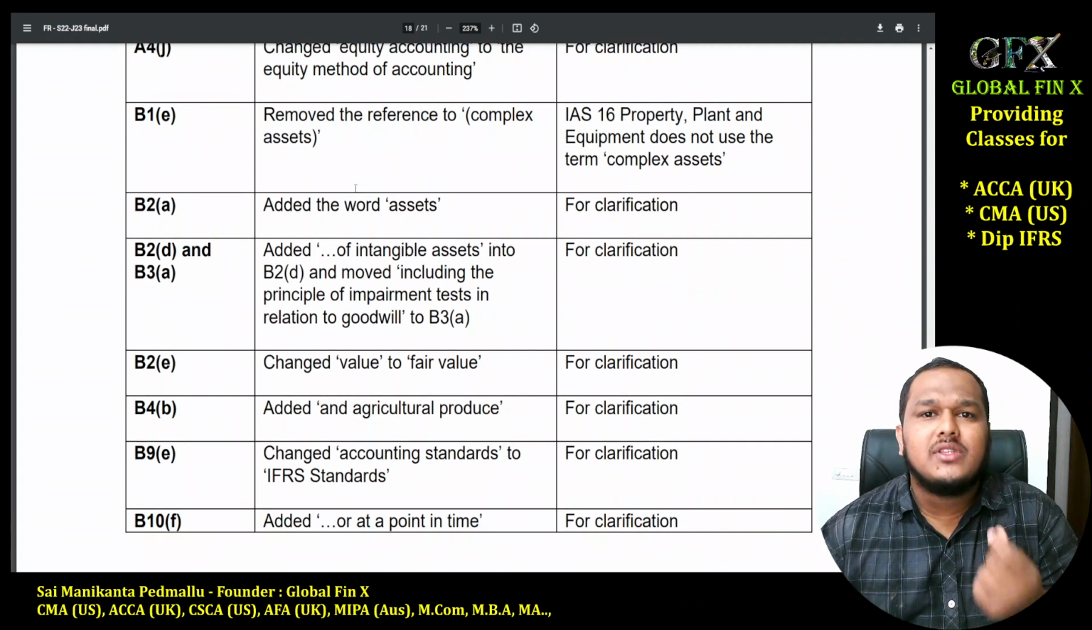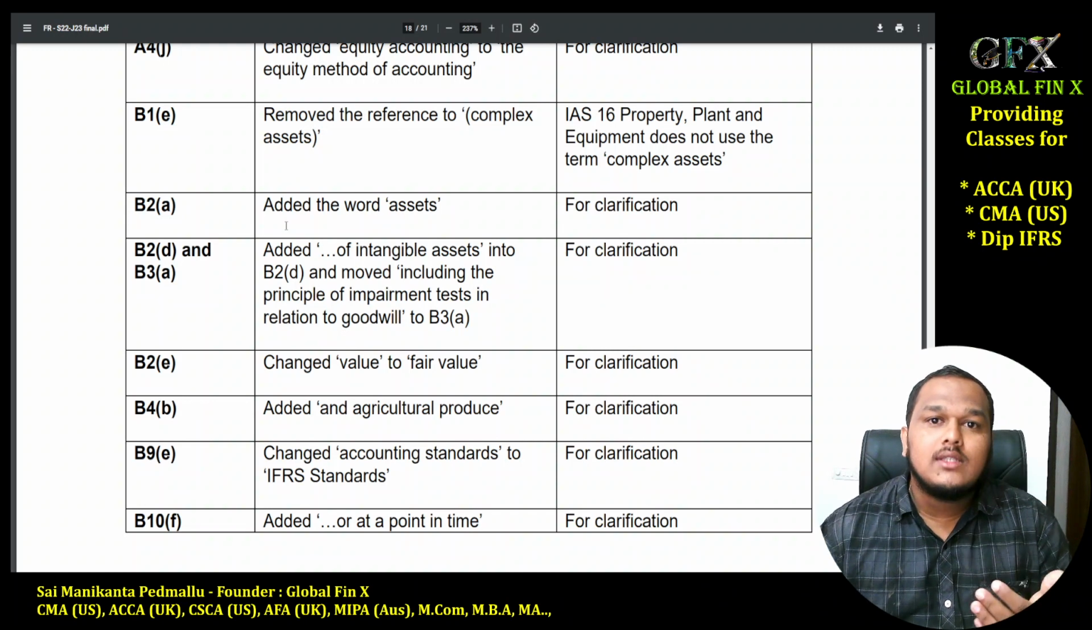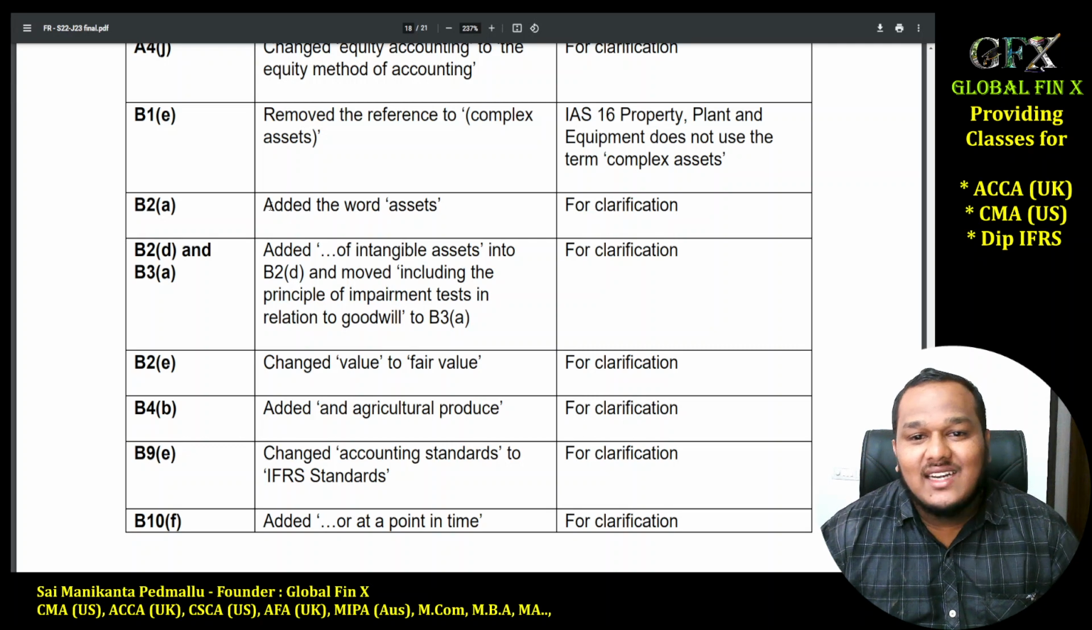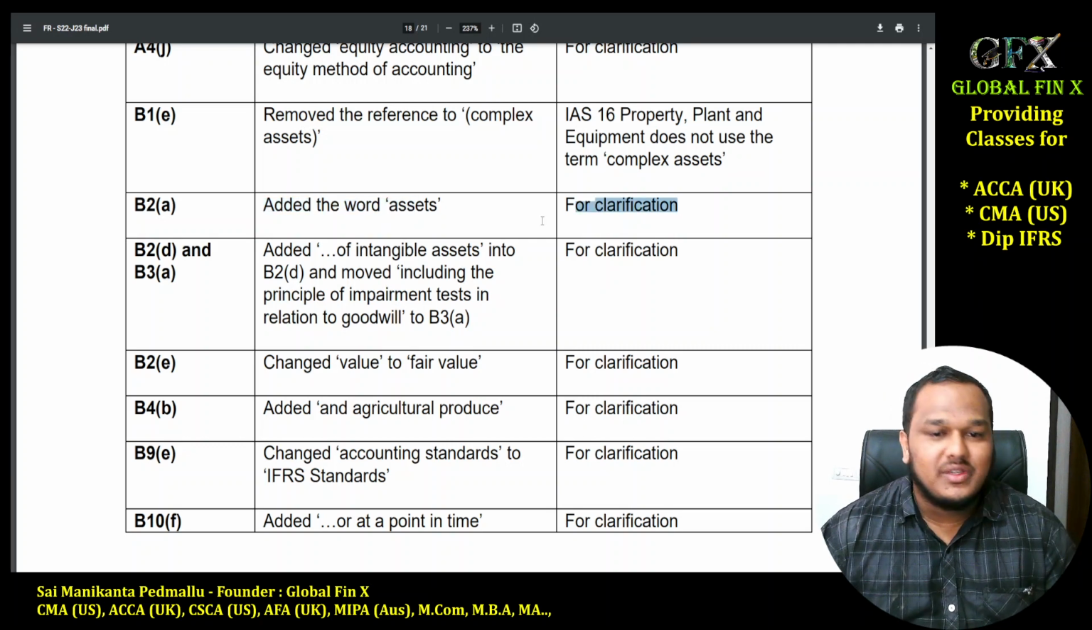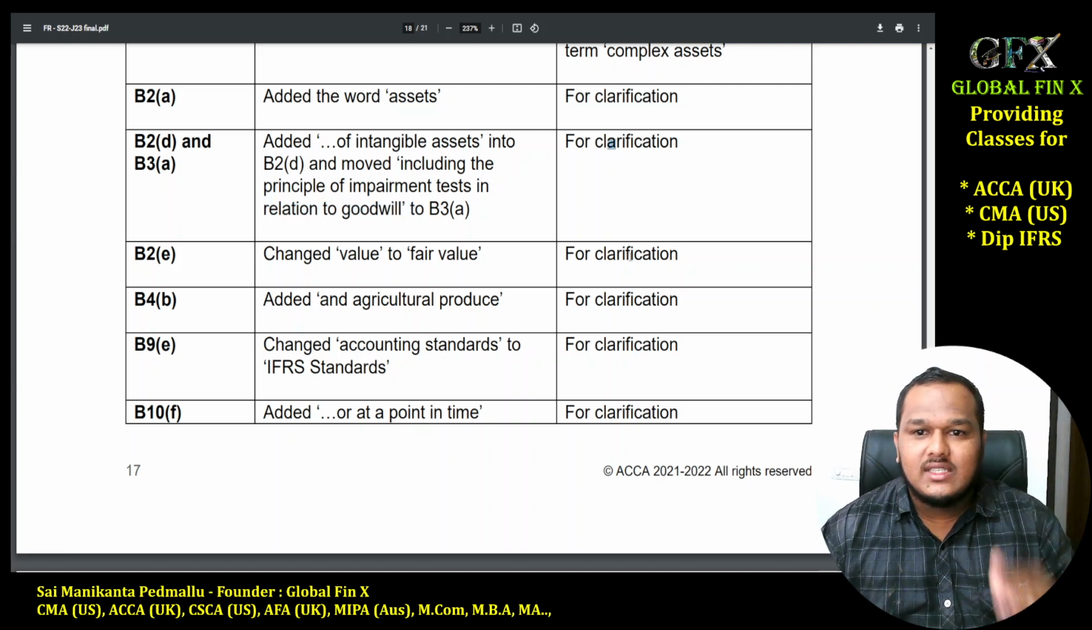That is again not a big deal for you guys. If you learn something which is not covered in your syllabus, it's okay. It's not a big deal. If you do not learn something which is there in the syllabus, that is a problematic part for us. So they added the word assets for clarification, so we can ignore that. Again, for clarification, they added intangible assets into B2D and moved the principle of impairment test in relation to goodwill. So basically these are all just for clarifications.